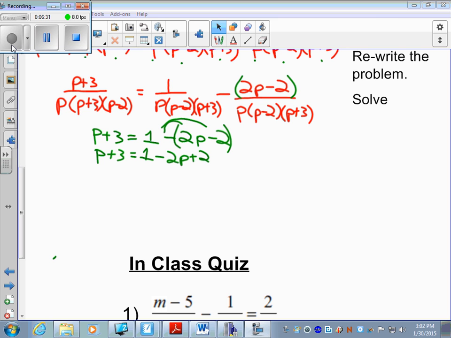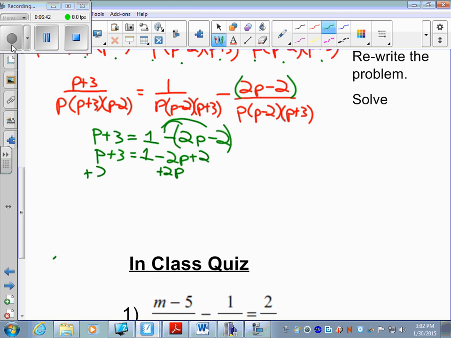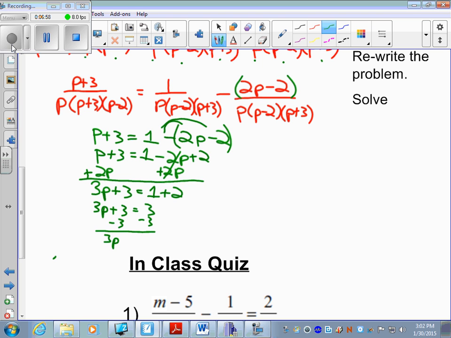Crazy. So now, solve this problem like you did in Algebra 1. Add 2p to both sides, all the variables on one side, the numbers on the other. 3p plus 3 equals 1 plus 2. Let's cancel out. 3p plus 3 equals 3. Subtract 3. 3p equals 0. Divide by 3. 0 divided by 3 is 0. So the answer is 0.